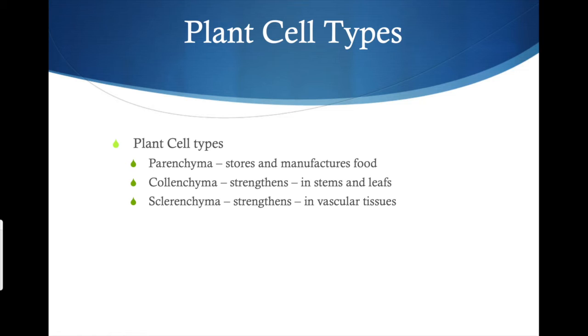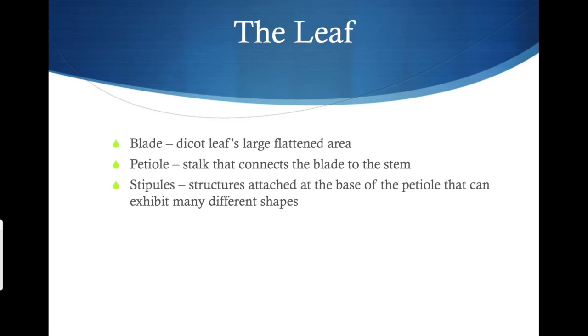Plant cell types. Parenchyma stores food and manufactures food. Collenchyma strengthens in the stems and the leaves, and the sclerenchyma strengthens in vascular tissues, okay? Pretty much all you would need to know is if I gave you those three, you'd be able to do a matching for those three. You don't have to have them all memorized, but it's important that you're aware of the different cell types that are in plants, okay?